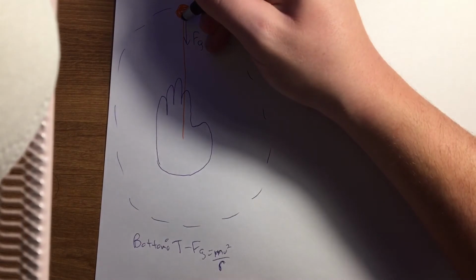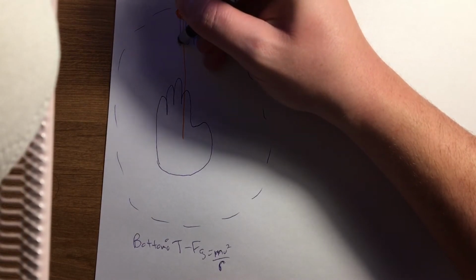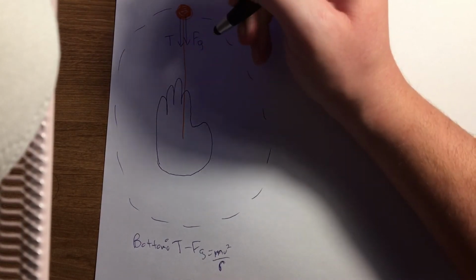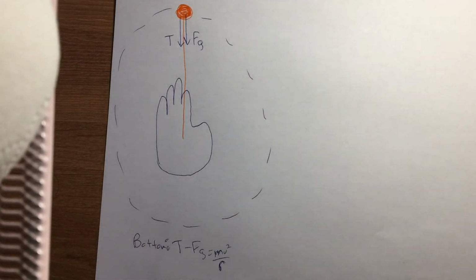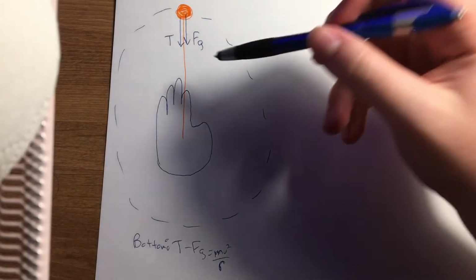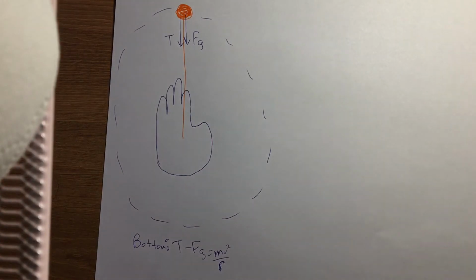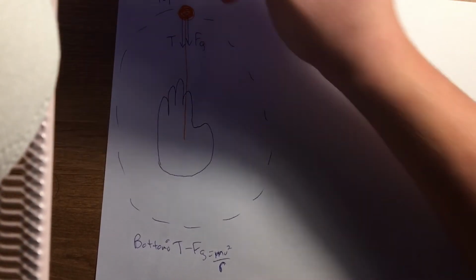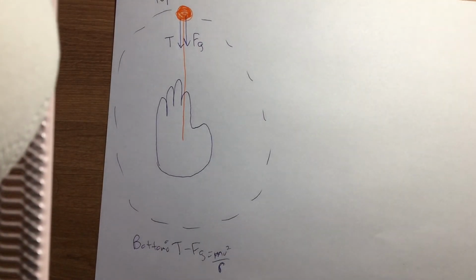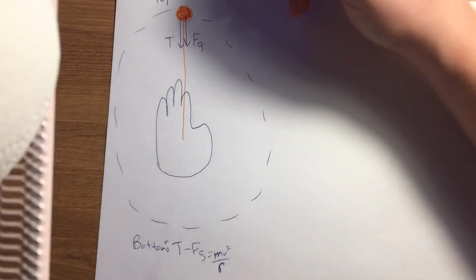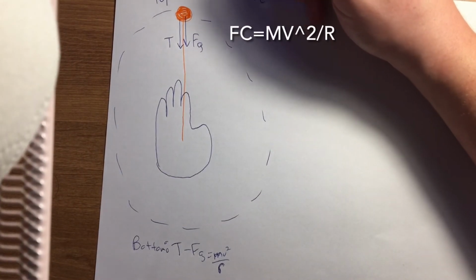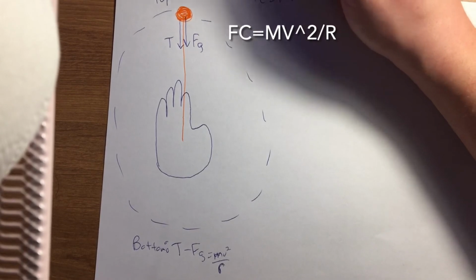So tension, the key difference here is that force tension is pulling down now, since we're at the top of the circle. So now force gravity and force tension at the top, they're actually pulling in the same direction. So of course we can start with force centripetal equals mv squared over r.